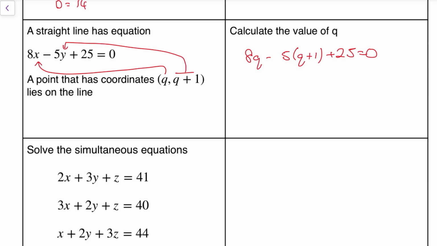So 8q minus 5q is 3q. Minus 5 plus 25 is plus 20, is equal to 0, which means that q equals minus 20 divided by 3. And that's it. That's my answer. Not too bad, that one.